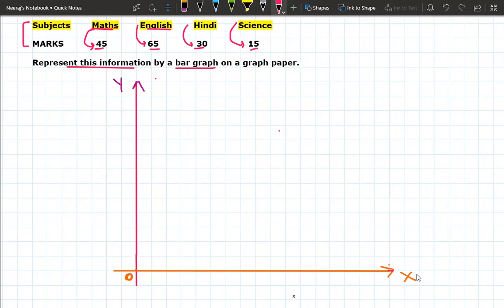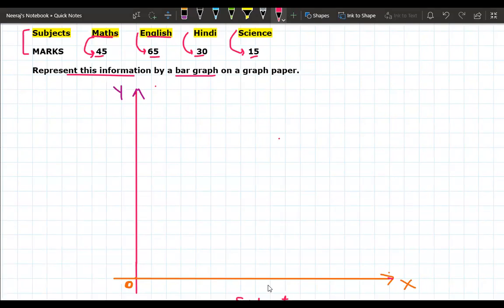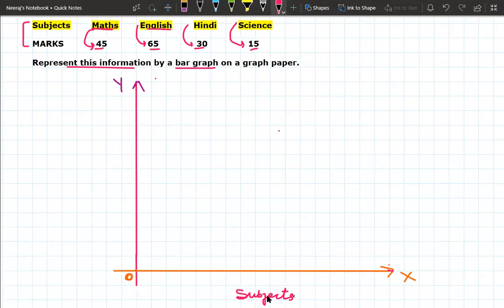Dependent category, we always write a dependent category because here the subjects depend on marks, right? So all the subjects are depending on marks. So we have to write the subjects, which is a dependent category, on the x-axis. So we'll write subjects. We will leave one line so that we can write all the subjects over here. So we'll leave one line, or you can leave two lines also. So here we are mentioning that on the x-axis, subjects are depending on marks. That's why you have to write the caption on the x-axis.